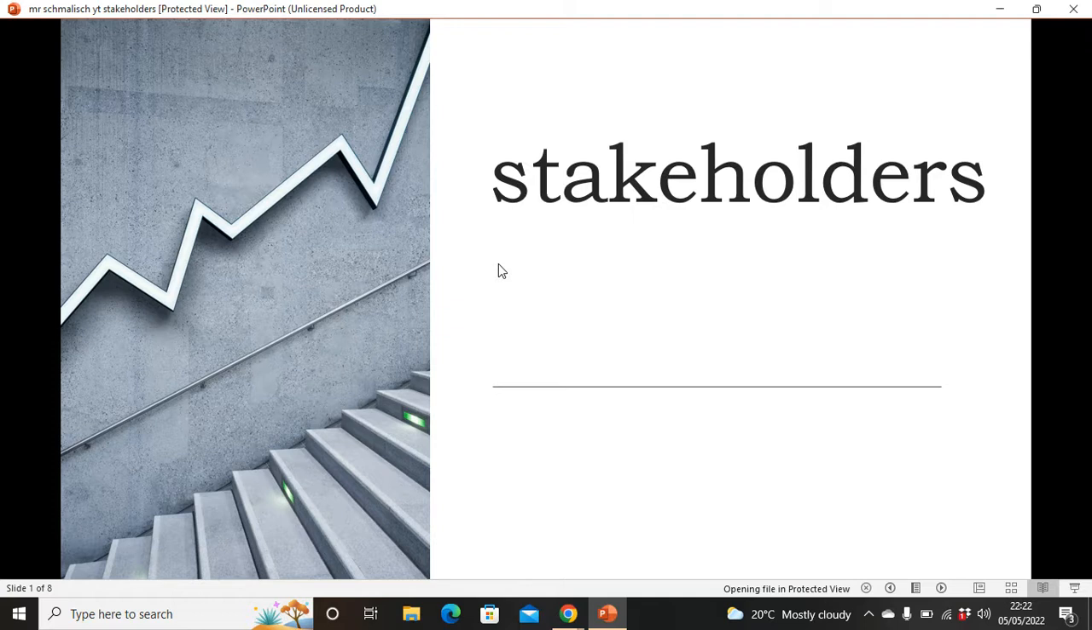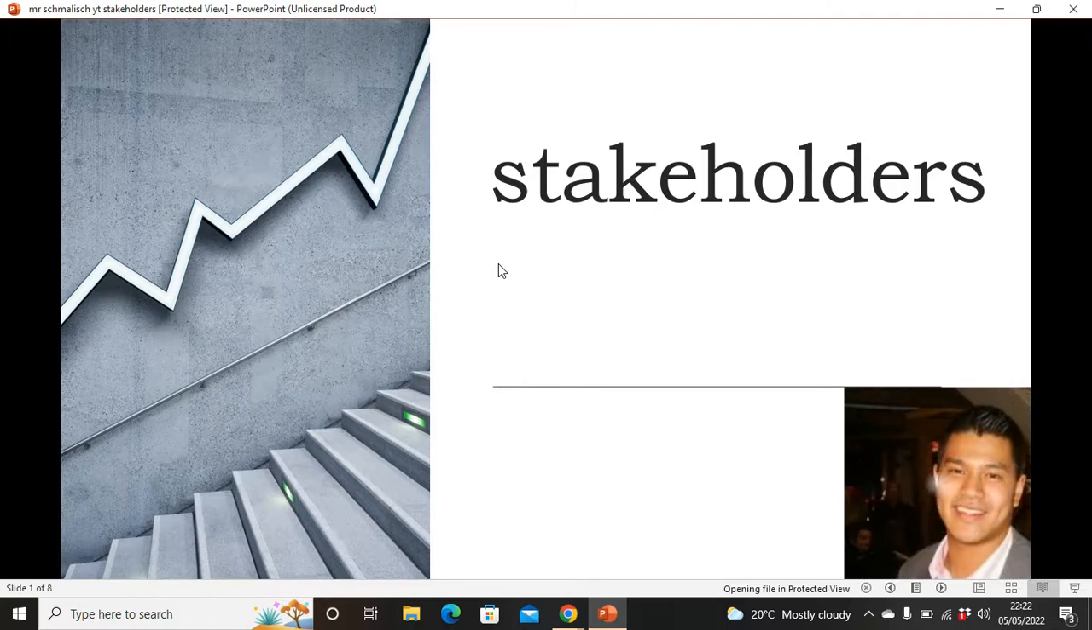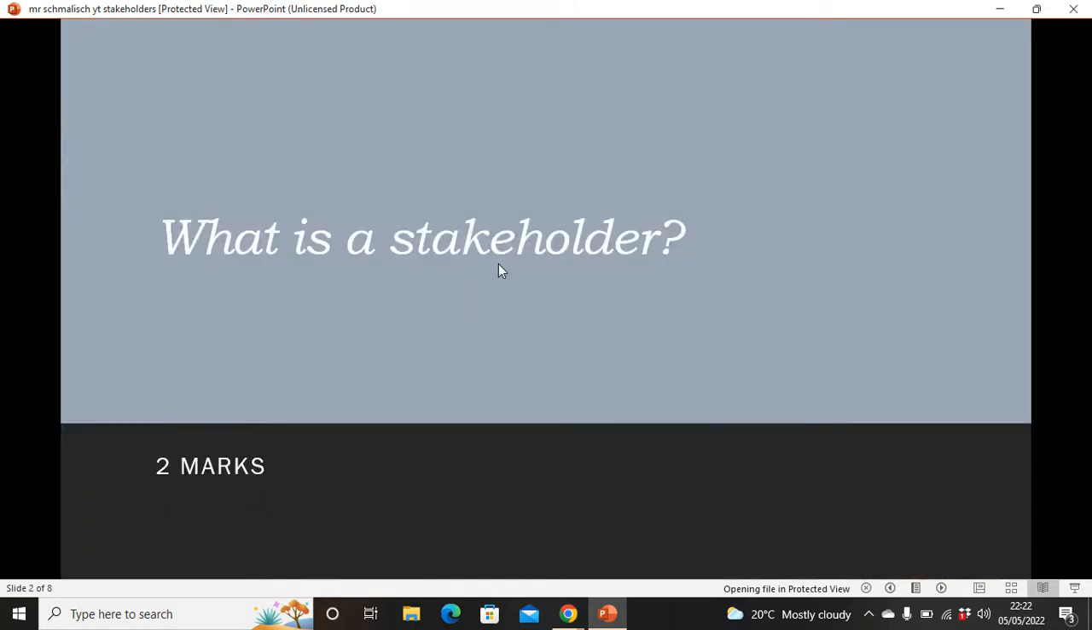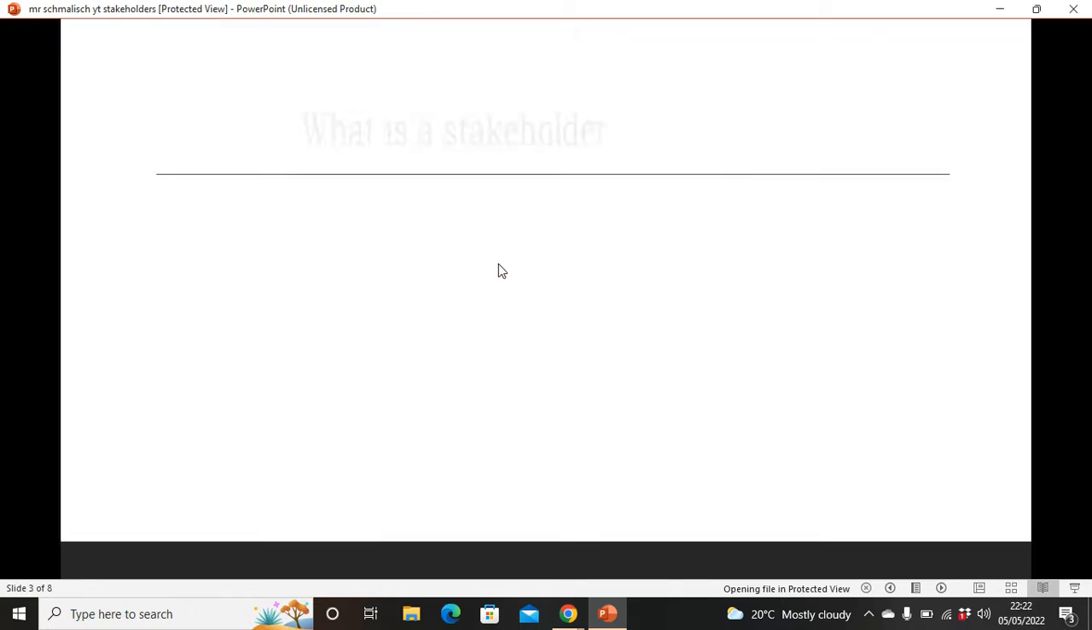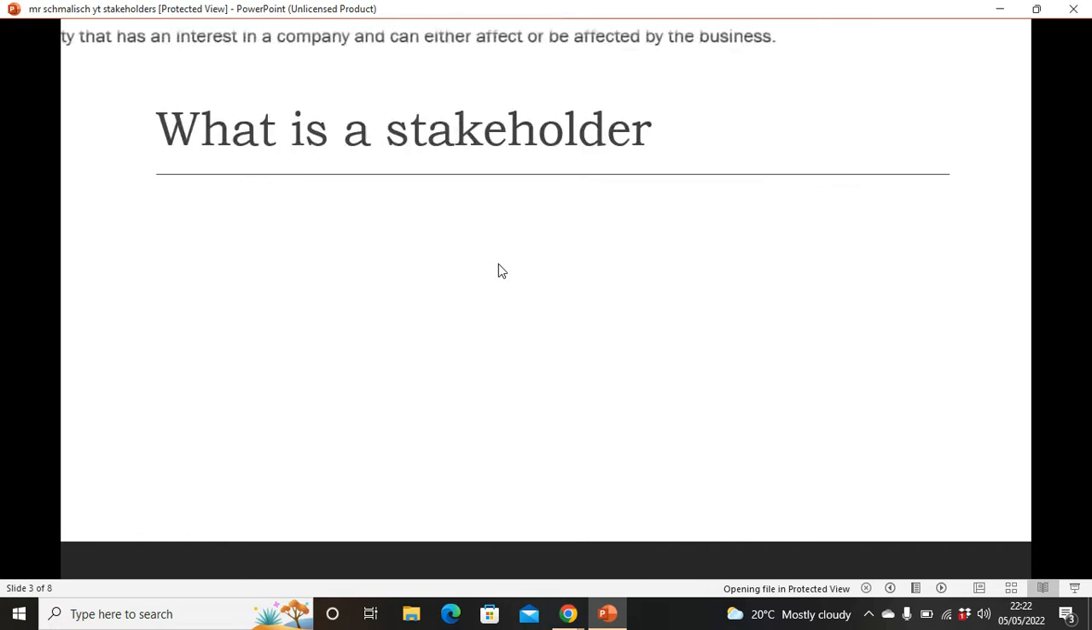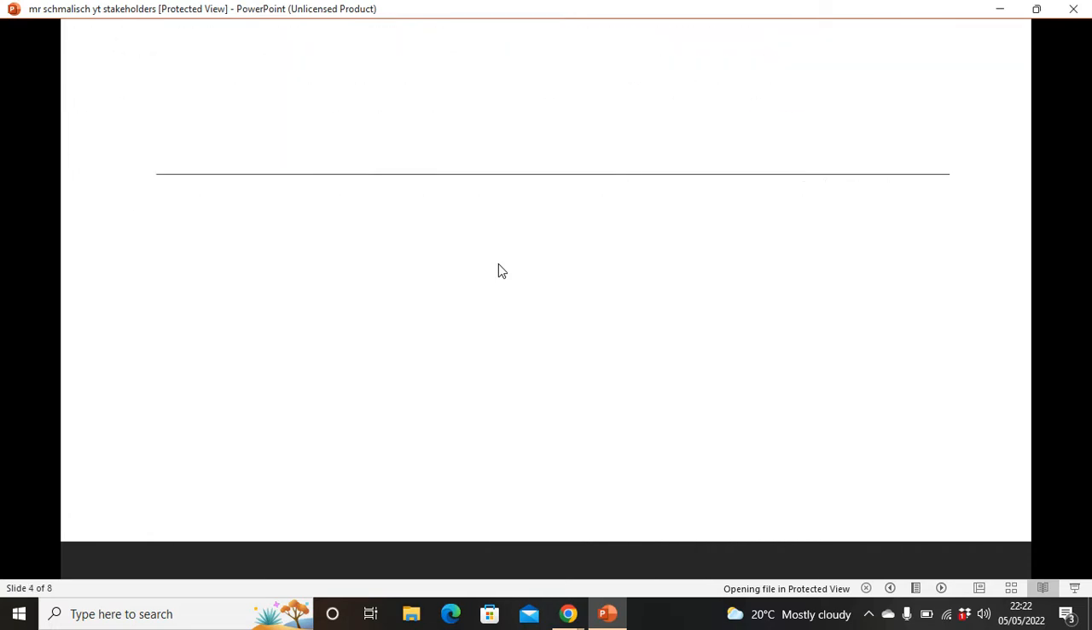So this is going to be 1.5, which is stakeholders. So what is a stakeholder? A stakeholder is basically any person or group with an interest in a business. Okay, so stakeholders can be divided into internal and external stakeholders.